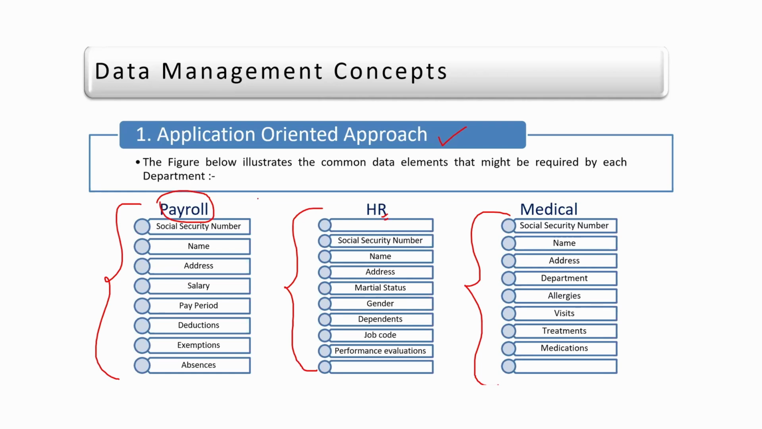So we have payroll application, HR application, and medical application. Can you see any drawback? SSN, name and address are repeating. So what is this called? Okay, data repetition or data redundancy. If data is repeating, what is the problem?